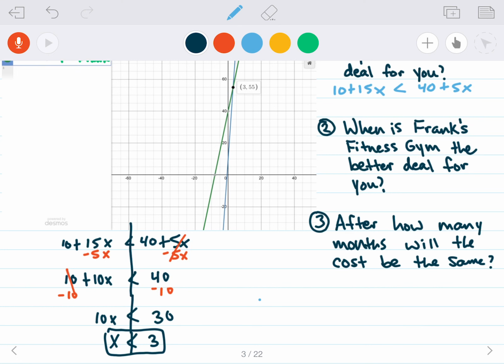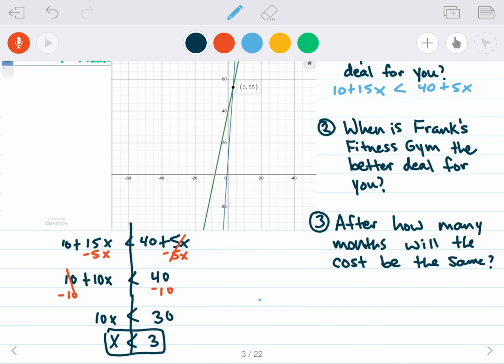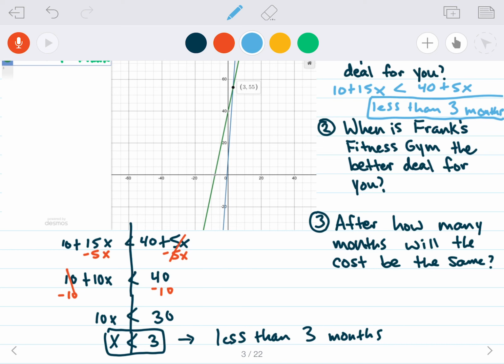Now, what did x represent? Well, we saw here that x represents the months and y, or the actual function, represents the cost. So what this means is, when the months are less than 3. Or maybe we should say it like this: less than 3 months. And let's write it up here. That's our answer. So if I'm staying at the gym for less than 3 months, then I should go with Jerry's gym instead of Frank's.